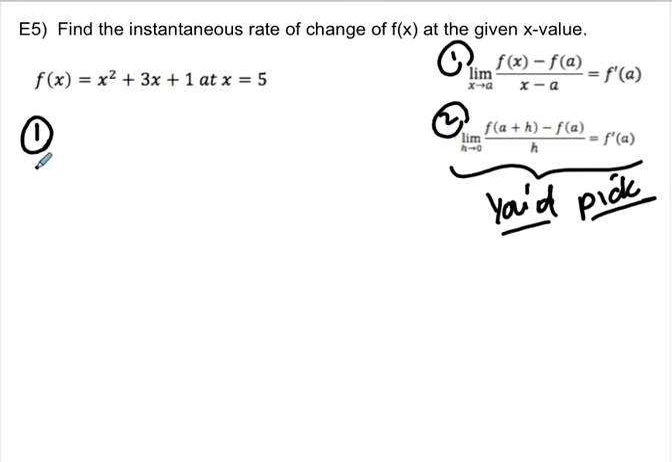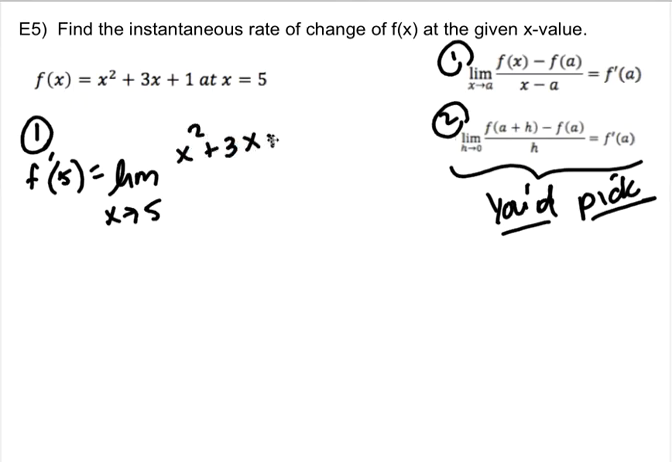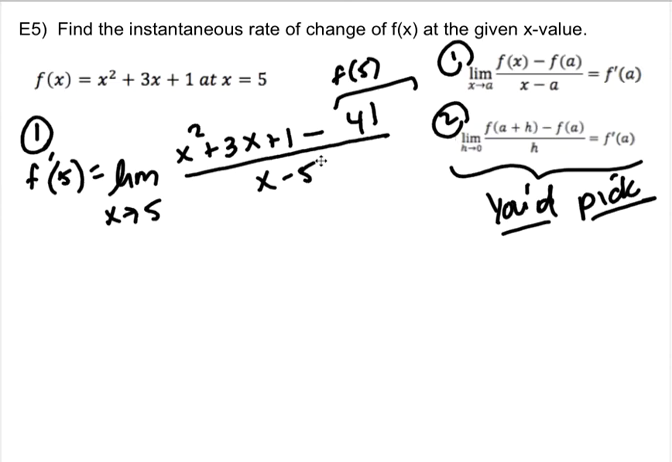So what I'm looking at is I want f prime of 5, and that's going to be the limit as x approaches 5, as x approaches that a value, of f of x, which is just x squared plus 3x plus 1, minus f of 5. Well, if I plug in to get f of 5, that's going to be a 25, plus a 15, plus a 1, so that should be a 41, all over an x minus 5.